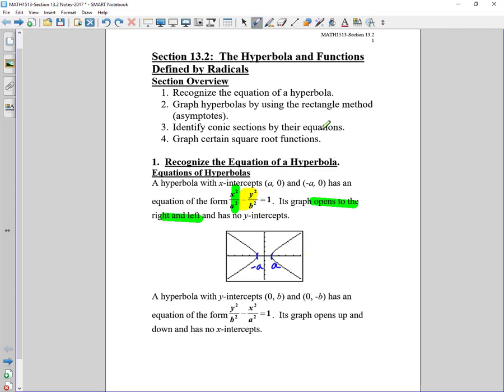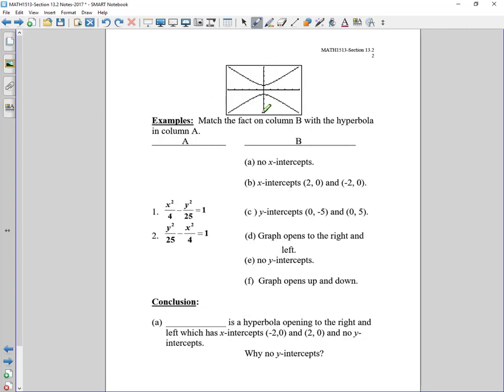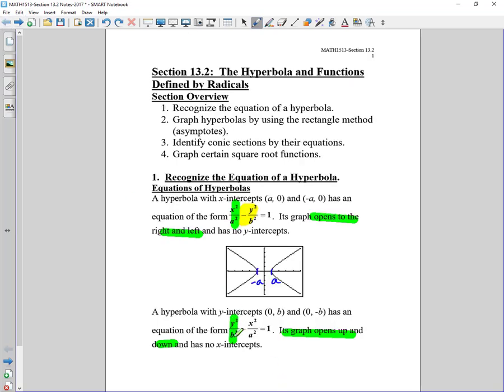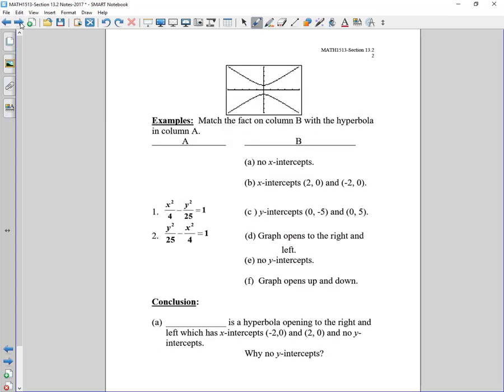Now, if you are looking at the hyperbola that has y squared first, then it will be the kind that opens up and down. And we have it on the next page, and it has no x-intercepts. It doesn't cross the x-axis at all. Now, coming back to the equation here, notice you have that b squared. So that b square will tell you what the points are on the y-axis. So that's a b, and this is a negative b. And the a will mean something, but not a point on the graph. We'll talk about that next.